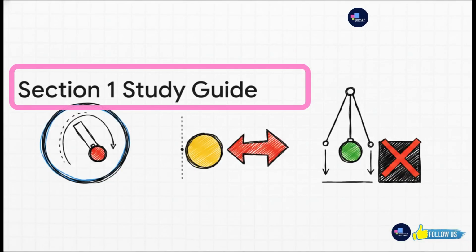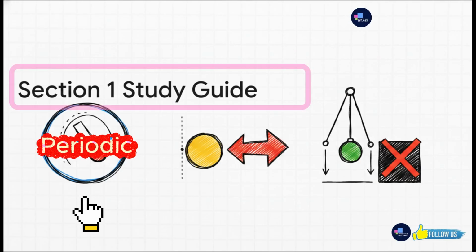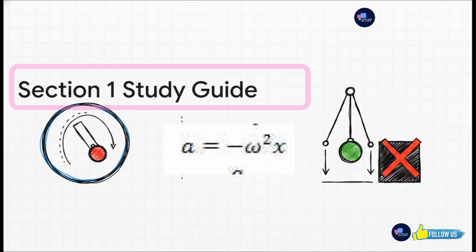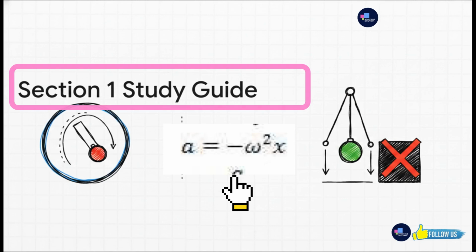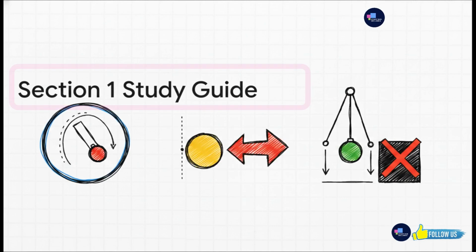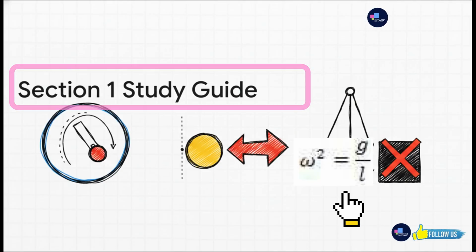All right, here is a quick study guide for Section 1. Jot these down if you can. Remember, all oscillatory motion is periodic. The defining master equation for SHM is a equals minus omega squared x. And, super importantly, the period of a simple pendulum depends only on its length and gravity. Its mass doesn't matter at all.